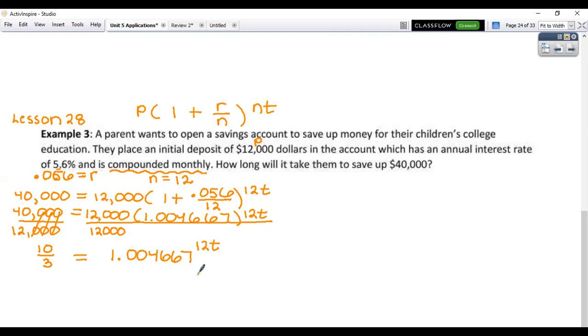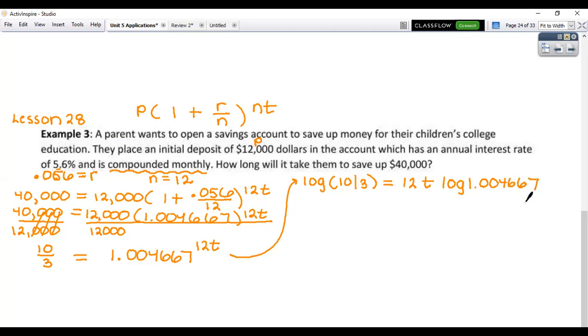Yeah, let's do a log. So I'm going to do power down in front, log of both sides. That works. Or again, you can convert it to log form too. So I'm going to do this. So I'm going to take the log of the 10/3. And that is equal to power down in front. And then that would give me the log of 1.004667.